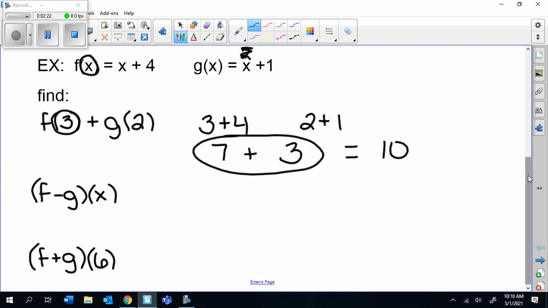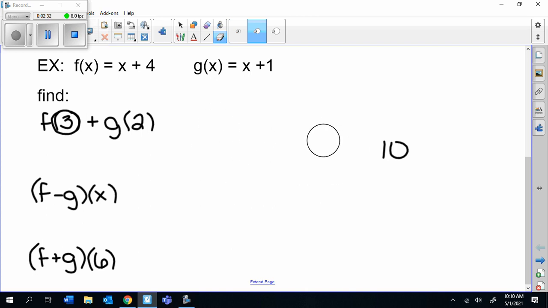Let's do the next one. I always forget that I can't hit my back button when I'm recording here. It's covered up by the recording button. So let me just erase, so we have a little bit more room.